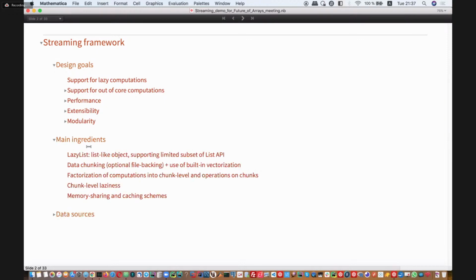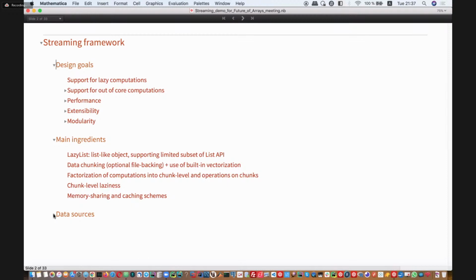So the ingredients are basically a list-like object called lazy list, which supports a limited subset of the list API. And then some ideas that are around it, like chunking. Have you implemented those? Yes, sure. Okay. And if you want, I can show you. I have a slide.